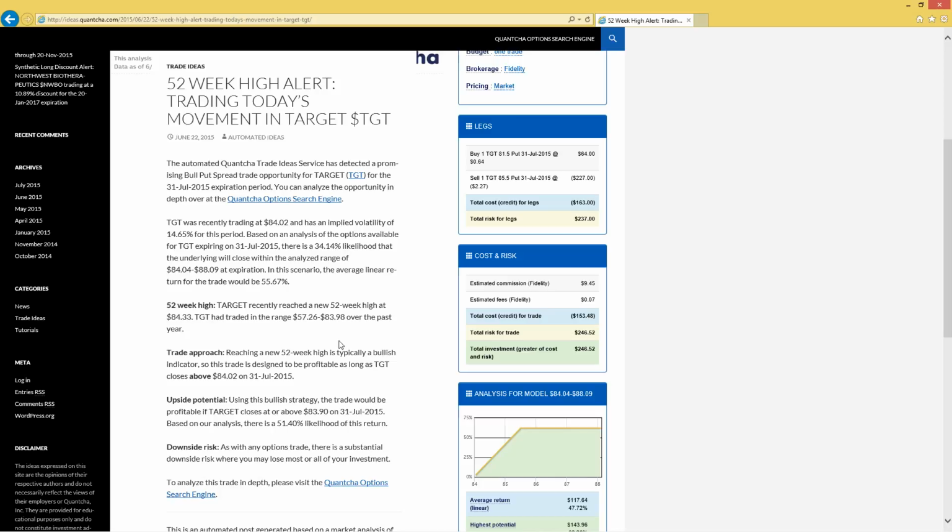Now, given that bullish indicator, what we do is we go out and we look for a bullish trade that would close profitable at or above the current price. So in this particular case, there was a bull spread that was recognized, and the recommendation would have been profitable at or above $83.90. And so if you went out there and you placed this trade, as long as the stock didn't come down below that 52-week high more than that difference there, you'd be looking at a profitable trade.